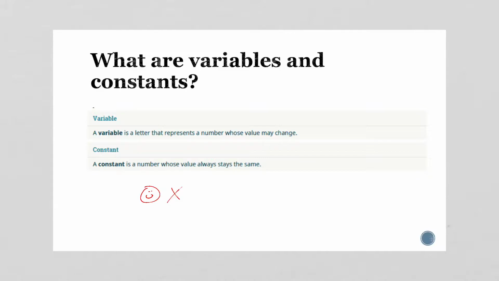A constant is a number whose value is always the same. So here's an example of a constant. There's another example. Any number is an example of a constant. This right here could change. It could be 4, 5, 6. It could be anything. But these guys always stay the same.